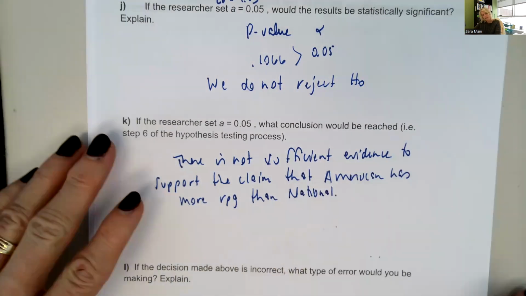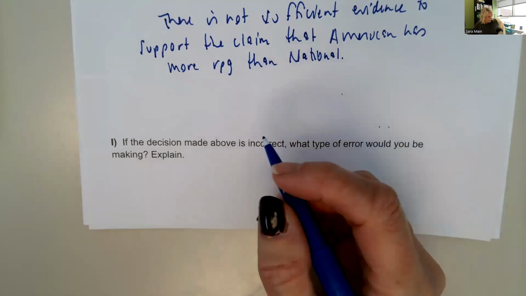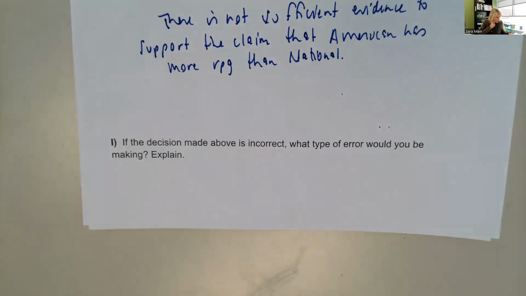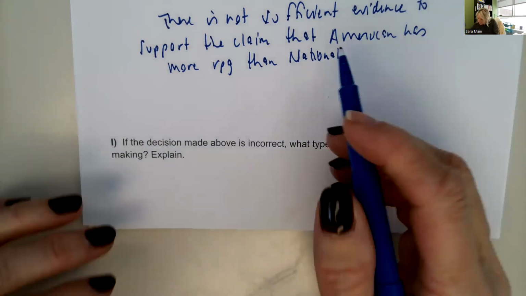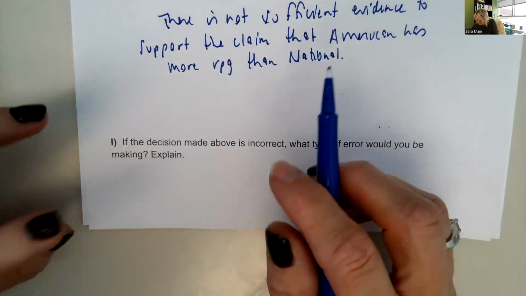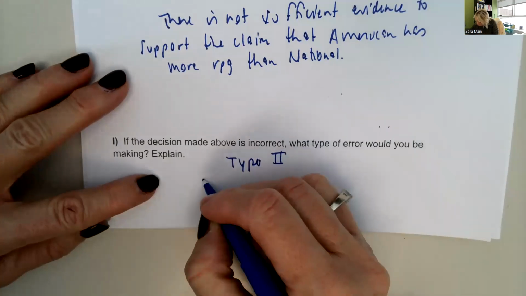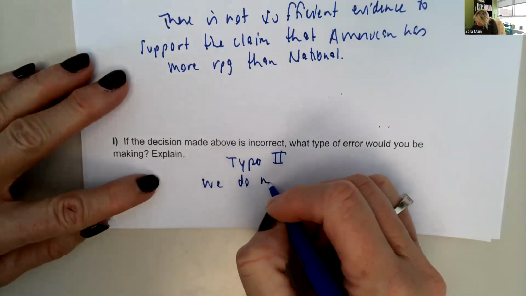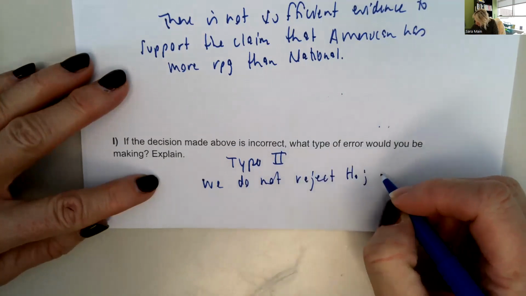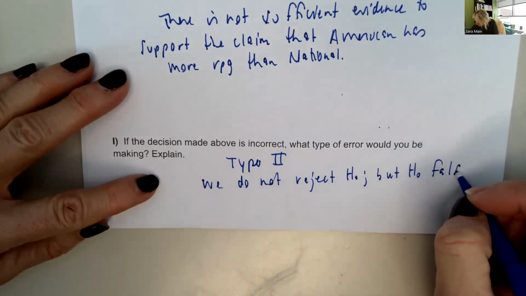So if the decision made above is incorrect, what type of error would you be making? And so if that were to happen, that is, we do not reject H0, but H0 is false, that would be a type 2 error.